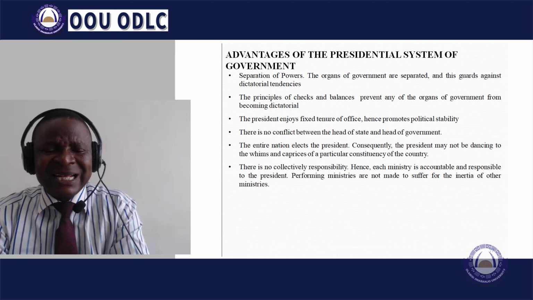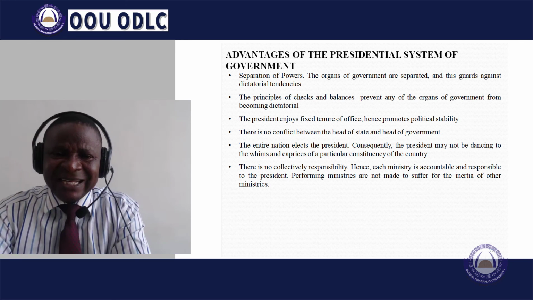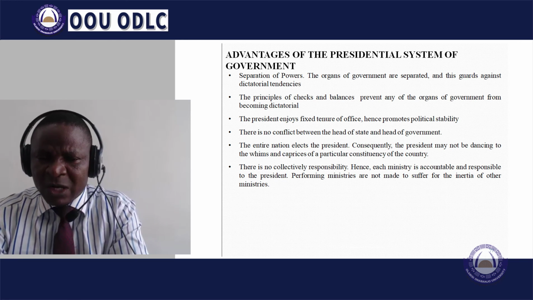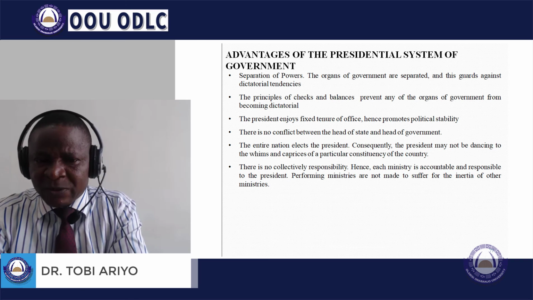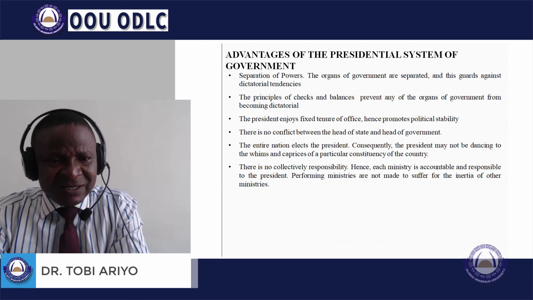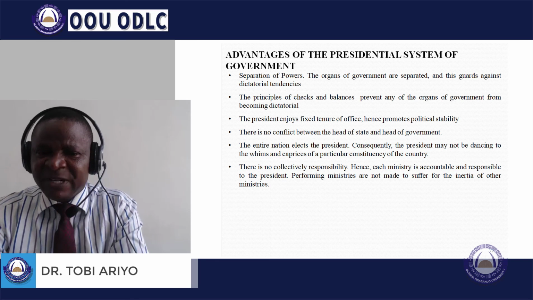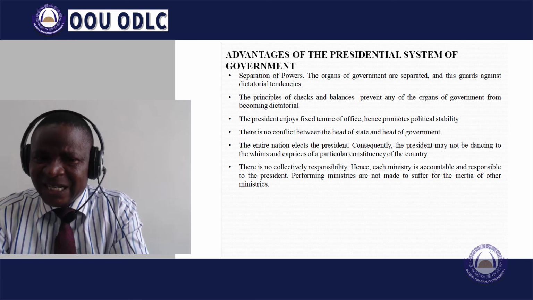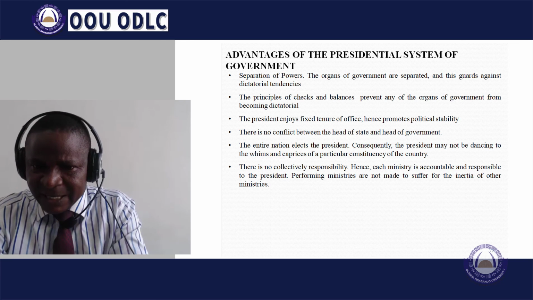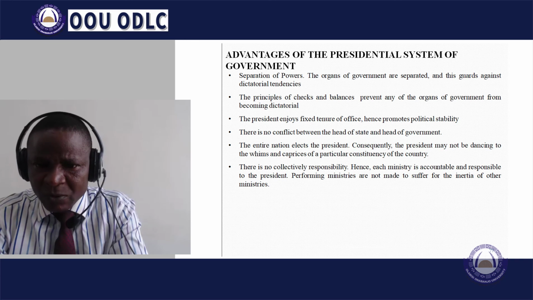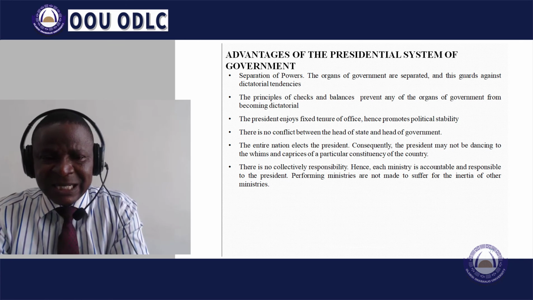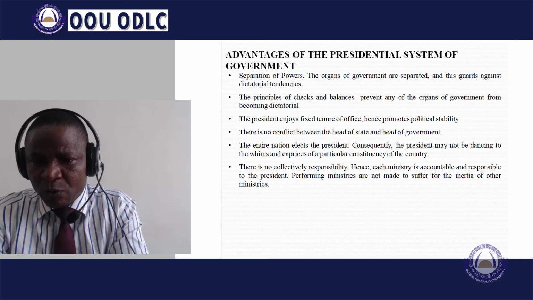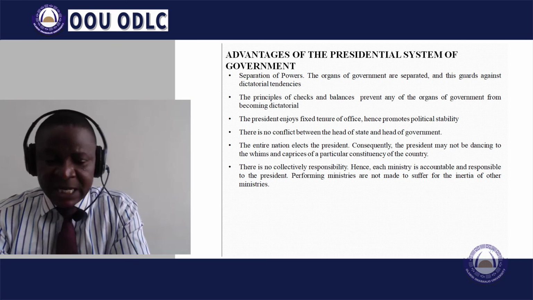Five, the entire nation or country elects the president. Consequently, the president may not be dancing to the whims and caprices of a particular constituency. And of course, there is no collective responsibility. Hence, each minister is accountable and responsible to the president. Performing ministers are not made to suffer for the shortcomings of others.